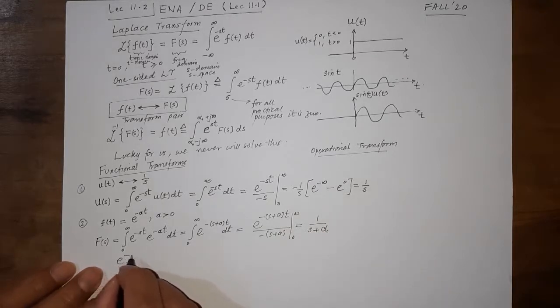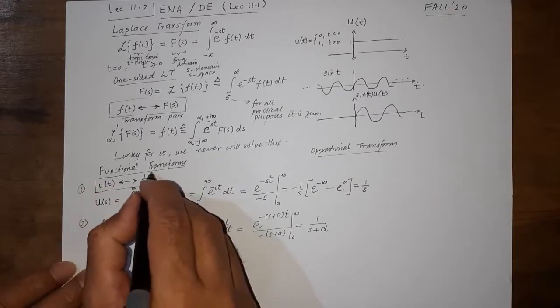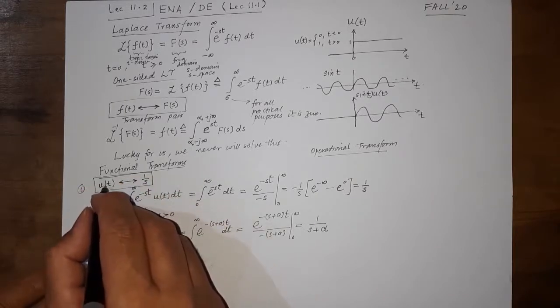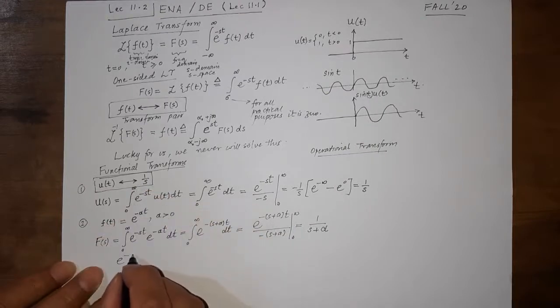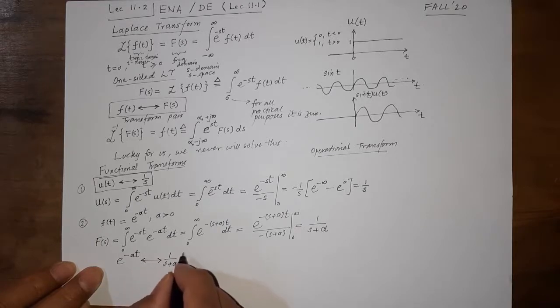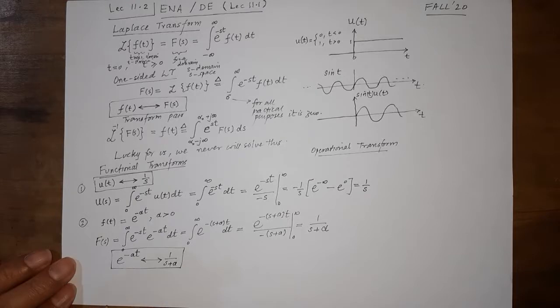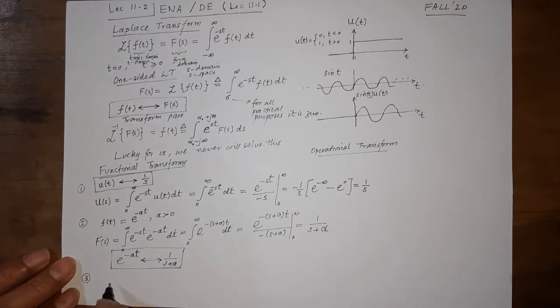Thus, just like this is a functional transform of u(t), the transform pair, we have another pair: e raised to the power minus at has a Laplace transform of 1 over s plus a. This way we are going to have a table with a lot of entries, functions of time here, and the equivalent Laplace transform on this side, and a table will be given to you in the exam or in the quizzes whenever it is needed. So you don't need to cram that.